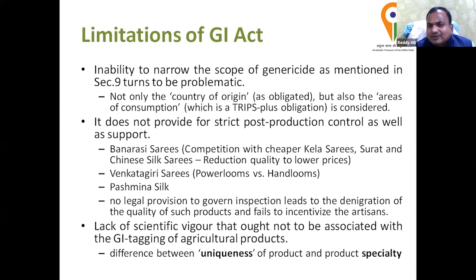When they wanted to lower their price, they wanted to lower their investment also. So cheap quality material came to be used. What is the net result today? The real Banarasi sari is not available. The quality is dwindling. And neither the government nor these associations could prosecute those persons who are, in fact, trying to infringe these geographical indications of goods. Same thing happened in the case of Venkatagiri sari, Pashmina silk shawl. There are so many. This is another important point.